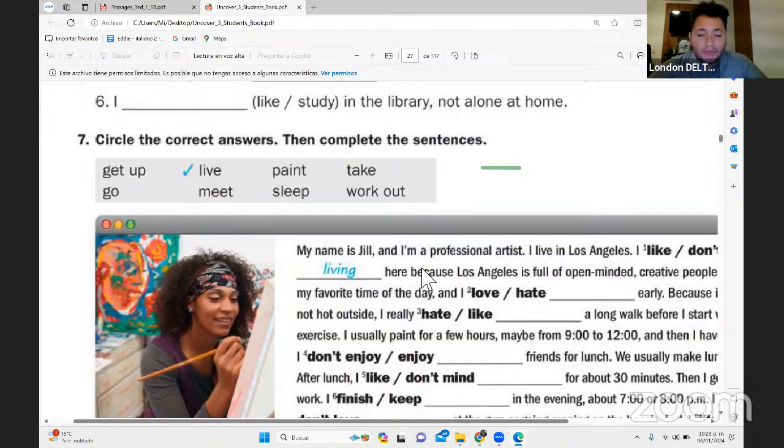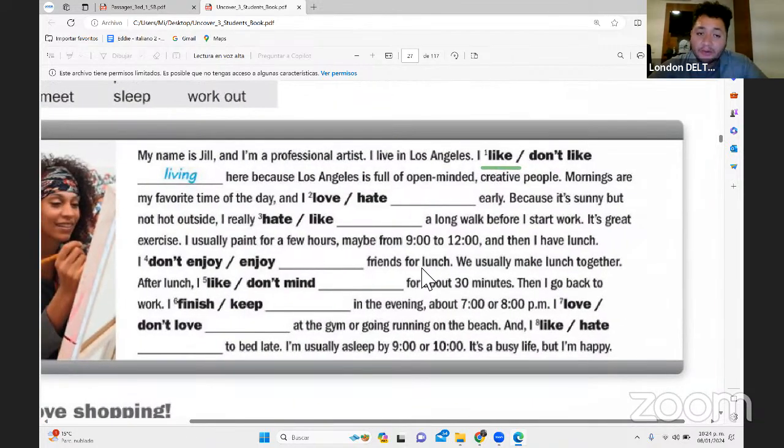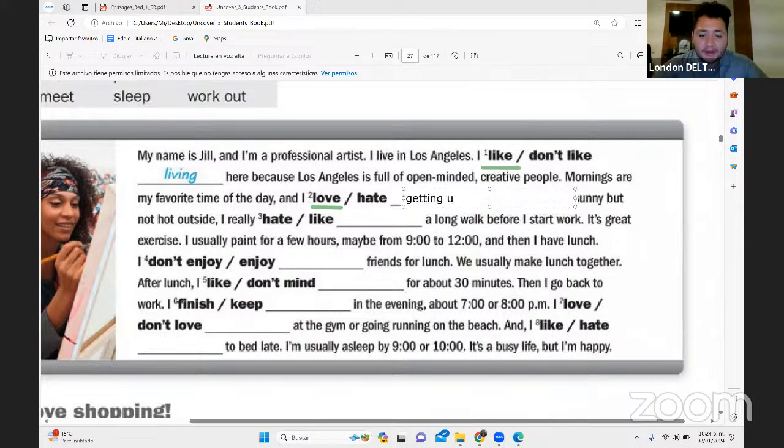And which verb do you choose? Getting up. Getting up. Excellent. So do you think I love or I hate? I think she loved because he likes mornings. Yes. It's his favorite time of the day. I love getting up. Many people here also like getting up early because it's very hot during the day. So if you wake up early, it's very nice to walk and you can go to the beach or exercise and you don't feel like you're melting. Okay. So I love getting up early.